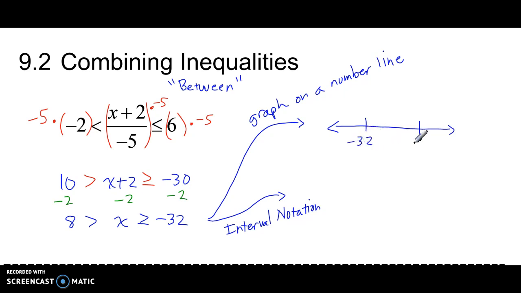Negative 32 is the smaller number. 8 is the bigger number. That's how those points on the number line should be arranged. And x has to be smaller than 8 and bigger than negative 32, that means it should be in between. Notice the word between still applies. It's allowed to equal the negative 32.